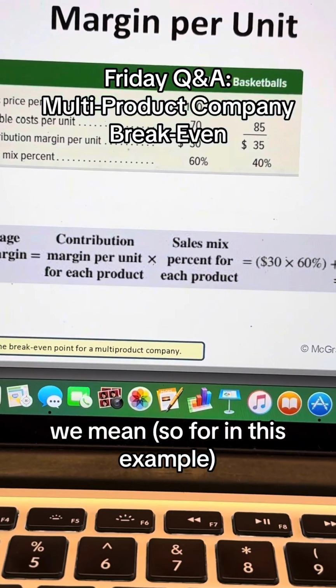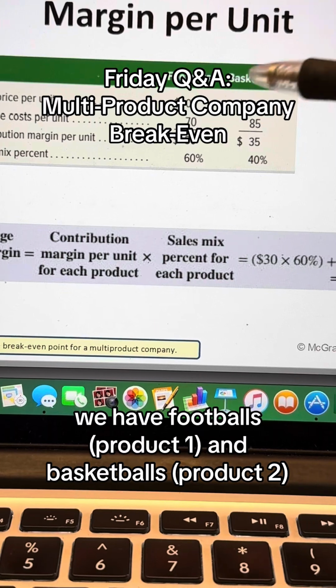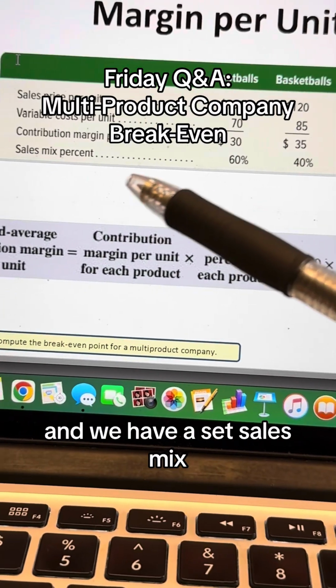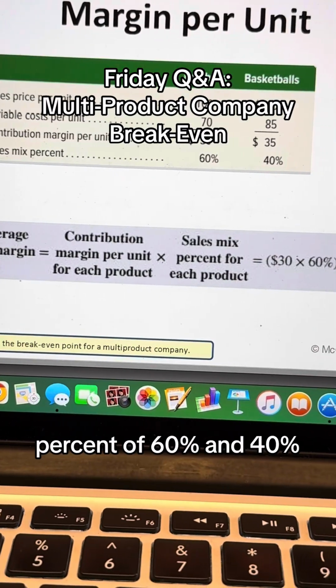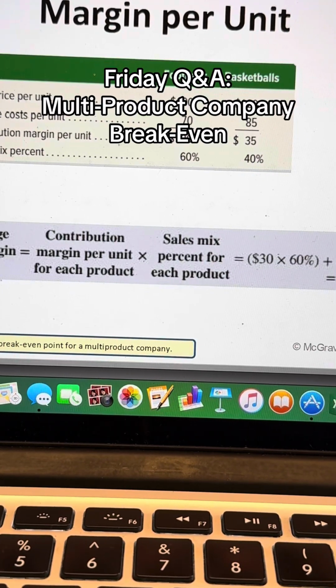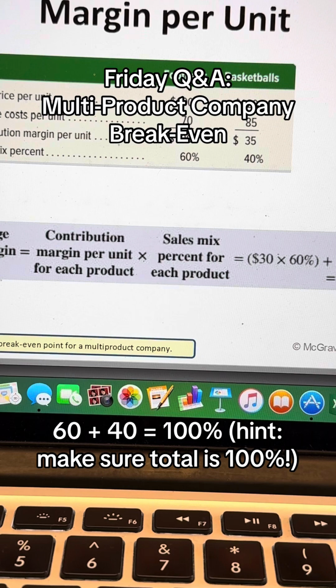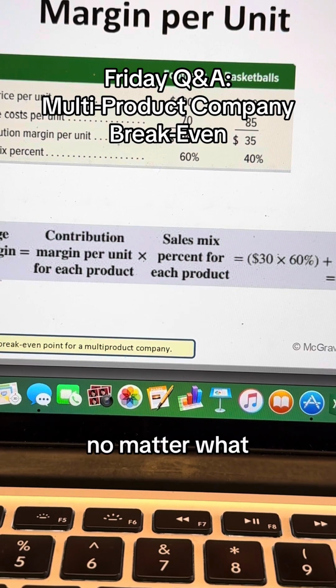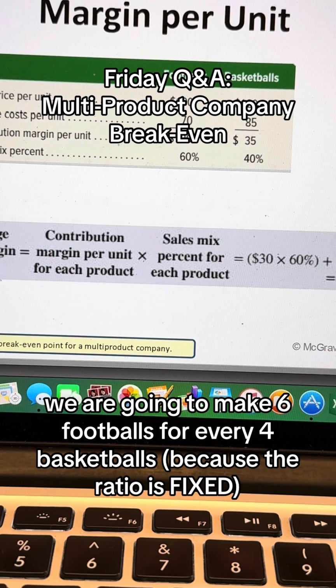We mean, so in this example, we have footballs and basketballs, and we have a set sales mix percent of 60% and 40%. 60% for footballs, 40% for basketballs. 60 plus 40 equals 100%. No matter what, we are going to make 6 footballs for every 4 basketballs.